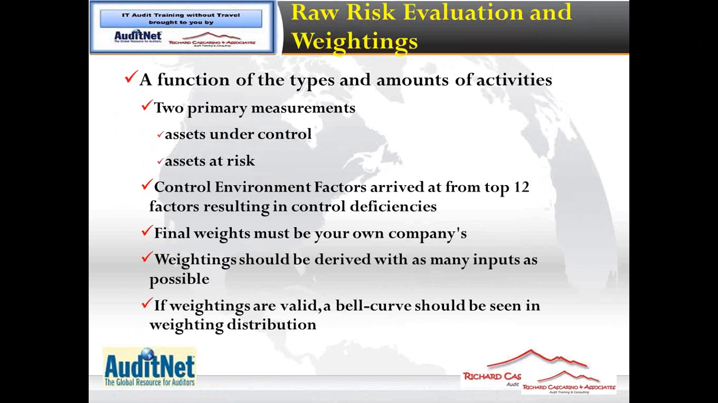In other companies, loans might be more significant than internet banking. In other companies, internet banking might be high. We don't have a big loan portfolio. When you're putting those weightings together within your own organization, we want to derive them from as many inputs as possible, from management, from the people running the organization, from the people doing the jobs, from other auditors. And if you end up with a valid set of weightings, you should see a bell curve in the weighting distribution. That's a normal distribution.